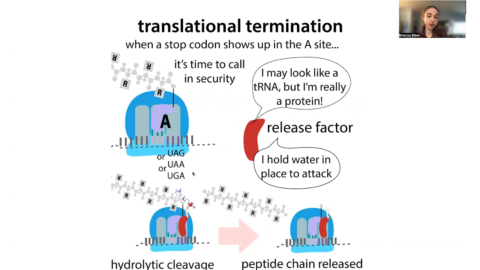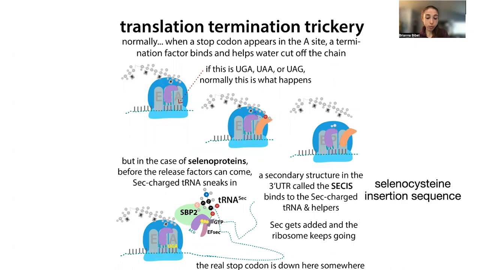So you've been adding all these amino acids together to form this chain that's going to fold up to form your protein. Once you get to the end, you need to cut off the chain, and this chain is going to be cut off by this release factor. The release factor is going to come and bind to this A site, the place where normally the new tRNA would come in, and it's going to cleave off the peptide.